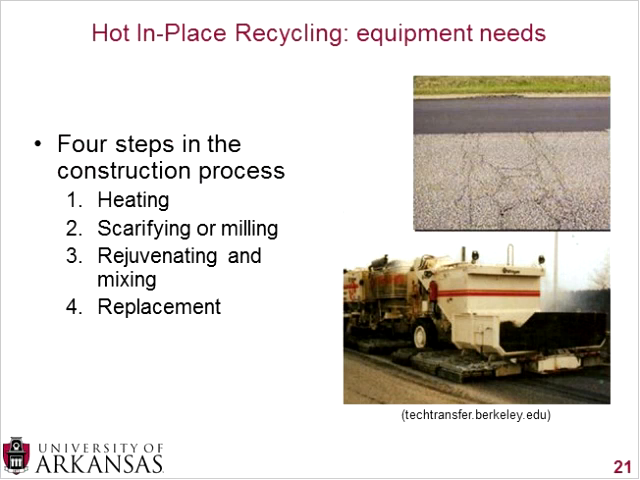So there are 4 steps in the construction process for HIR. You need to heat the in-place road, then you need to either scarify or mill it, you need to rejuvenate it and mix it with the rejuvenating agent, and you can use rejuvenating agents, you can use asphalt cement, you can use asphalt emulsion, and then you need to replace it. So we're going to go over the equipment needs for each of these 4 steps.